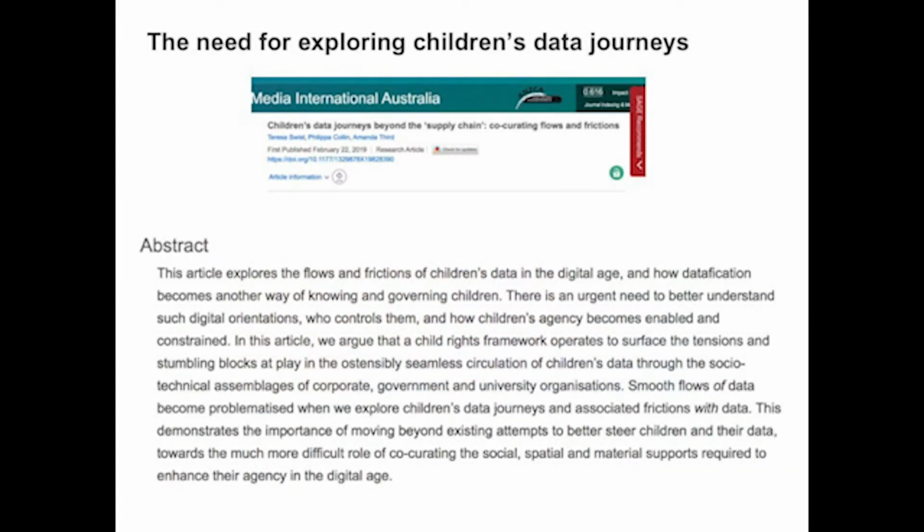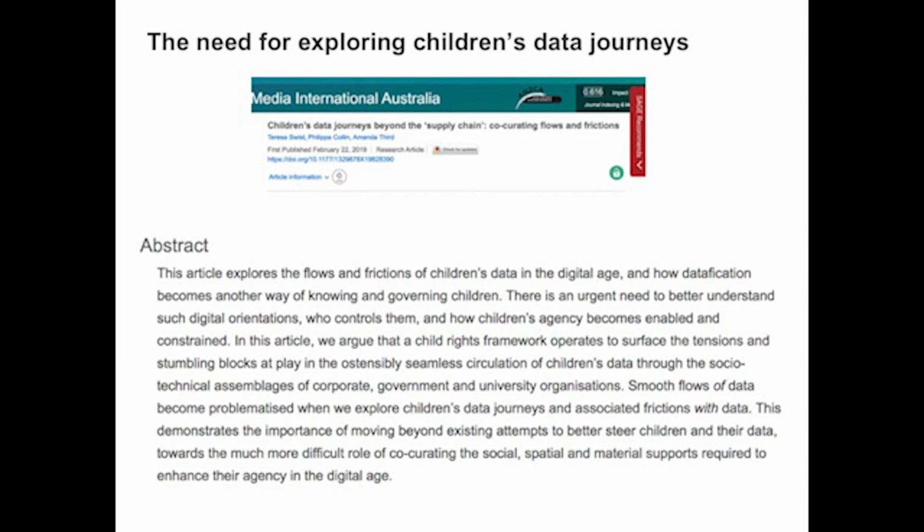And finally, I'd like to highlight a particular journal article which I co-authored with Philippa Collin and Amanda Third. What we did is we utilised that data journeys concept highlighted earlier in relation to children and young people. We were really interested in understanding and identifying how children's data is generated in different ways across different organisations. The three organisations we look at are a corporate organisation, Facebook, the Australian Bureau of Statistics, a government organisation, and a university organisation.